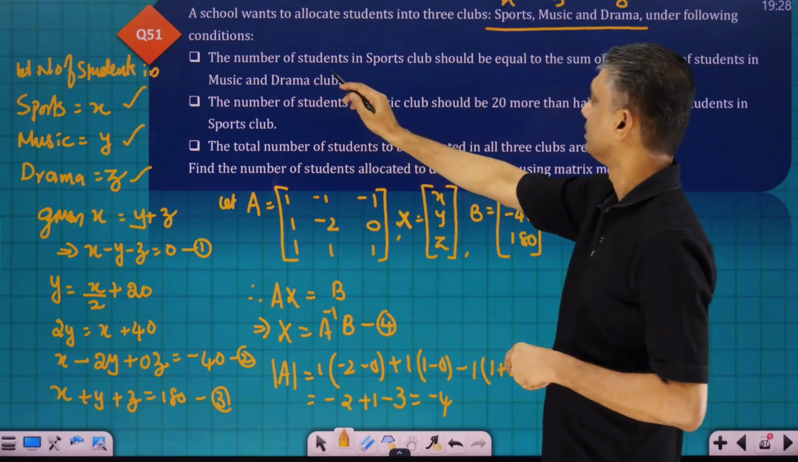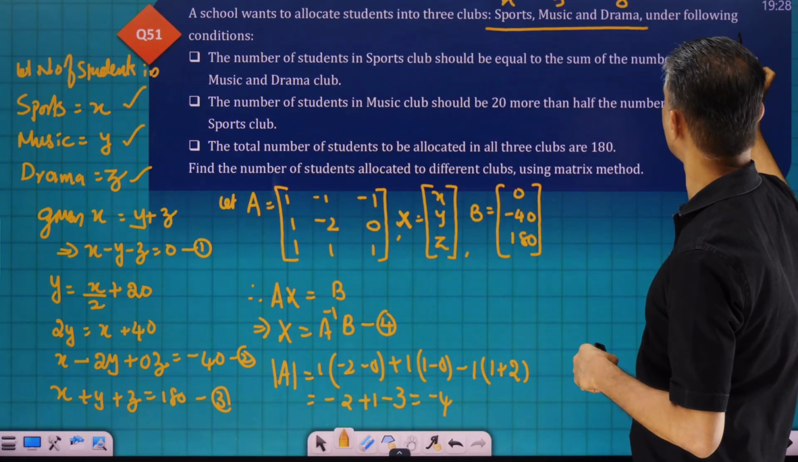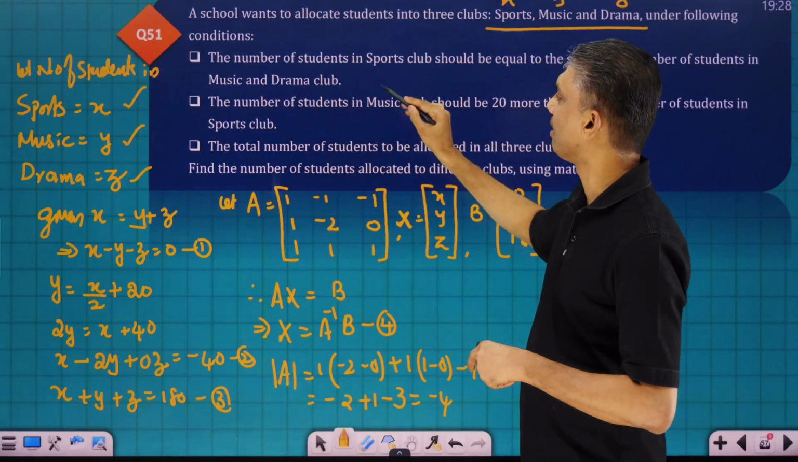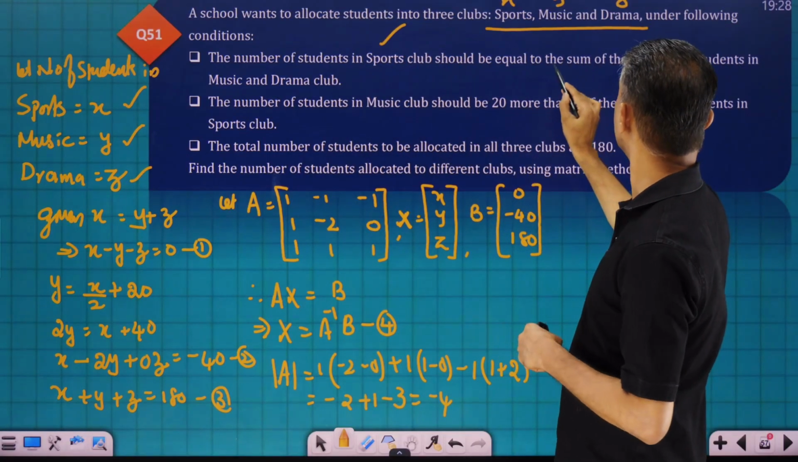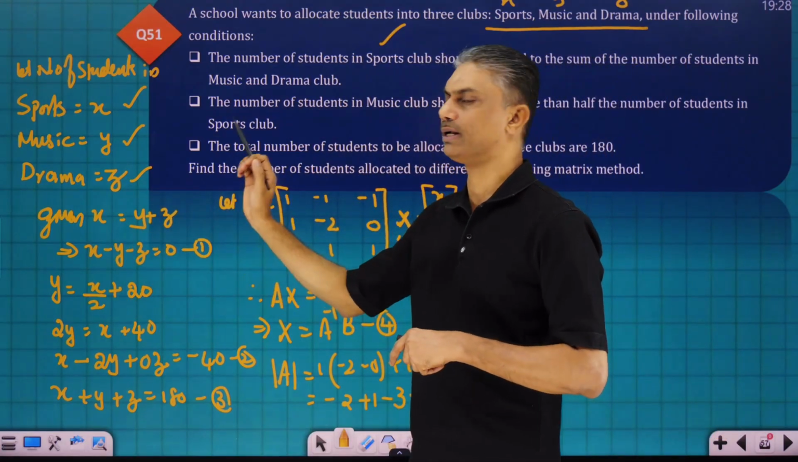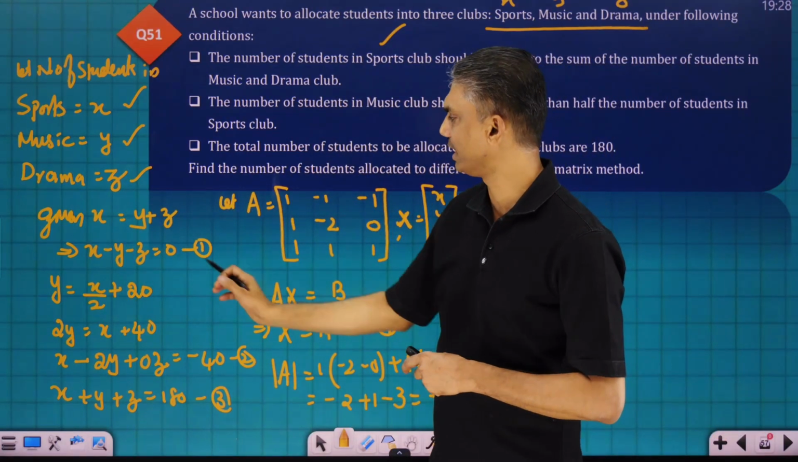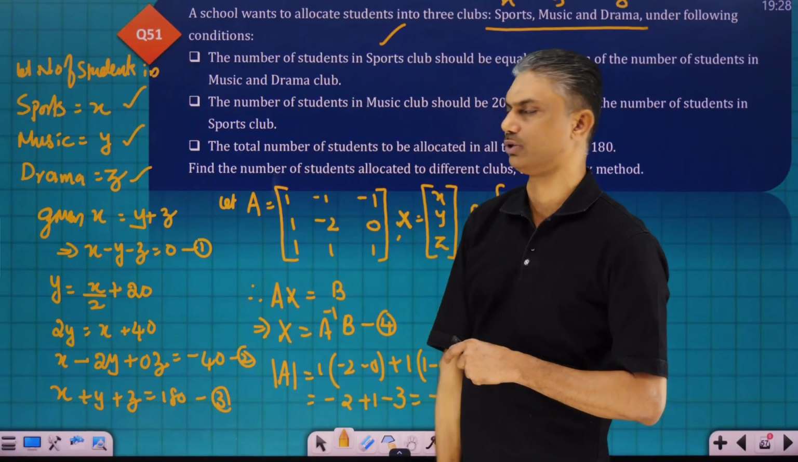You are given that the number of students in the sports club should be equal to the sum of the number of students in music and drama. So X is equal to Y plus Z. This is the first equation. If you take the left side, X minus Y minus Z is equal to 0, first equation.